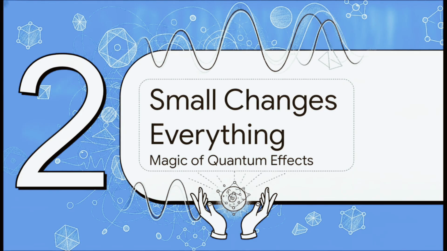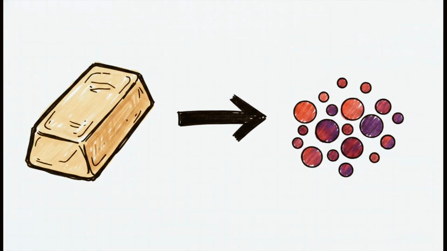Section 2, why small changes everything. The magic of quantum effects. Think of a chunk of gold. You immediately picture a shiny yellow metal, right? Well, not down here. At the nanoscale, gold actually appears red or purple. It's wild, but it completely flips our expectations of how materials should behave.